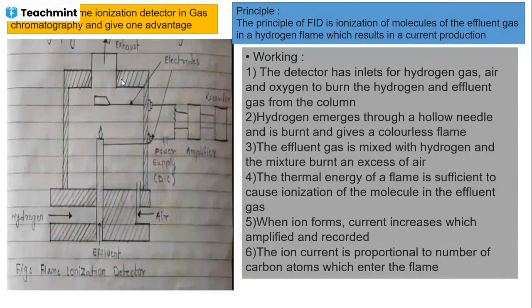Working: the detector has inlets for the hydrogen gas and air to burn the hydrogen and the effluent gas from the column. Hydrogen emerges through a hollow needle and is burned, giving a colorless flame. The effluent gas is mixed with the hydrogen and the mixture burns in excess of air. The thermal energy of the flame is sufficient to cause ionization of molecules in the effluent gas. When the ions form, current increases, which is amplified and recorded. The ion current is proportional to the number of carbon atoms which enter the flame.